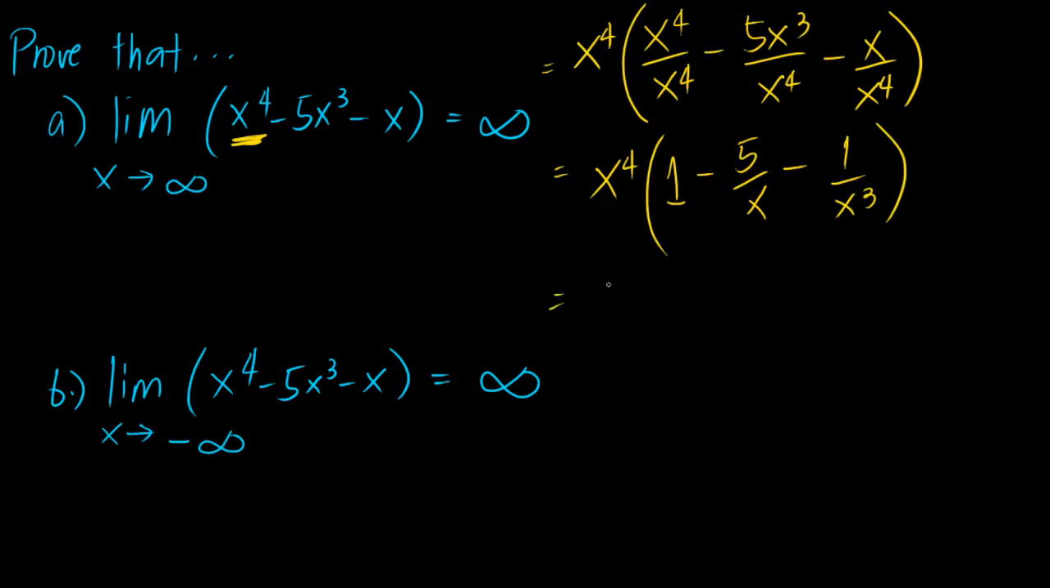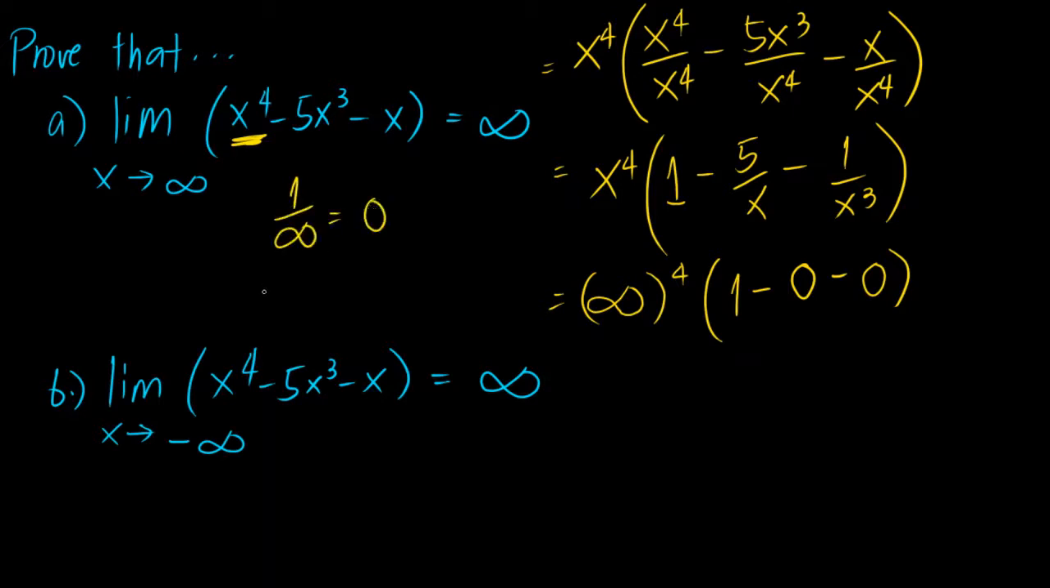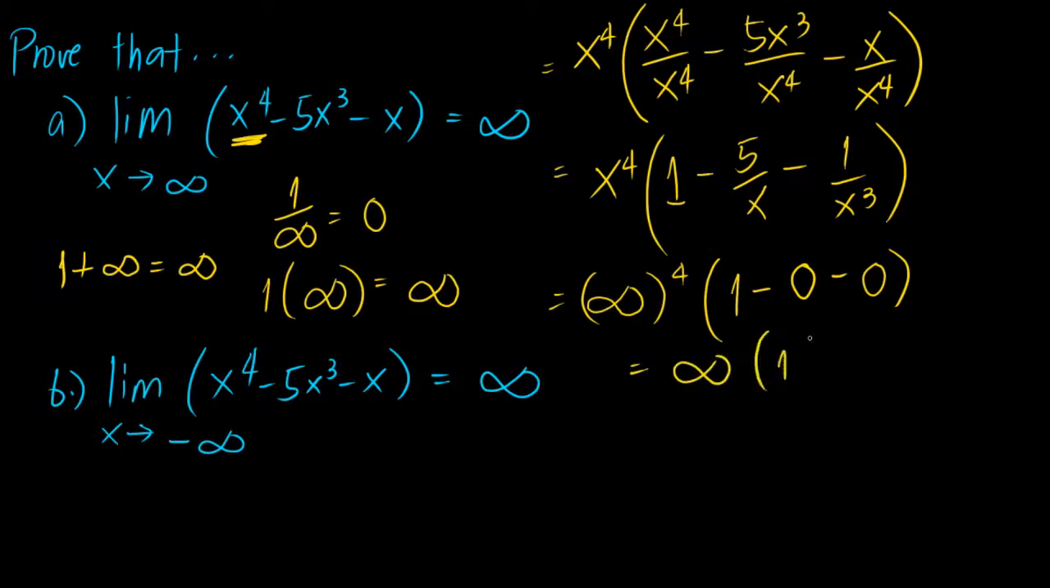Okay, simplifying further, x to the fourth, we substitute infinity. So here, that's 1 minus 0 minus 0. Let me remind you, any number divided by infinity is 0. And any number multiplied by infinity is also infinity. Basically, it's the same thing. Any number added with infinity is infinity. But so far, we haven't used that yet. Just remember those things. Now, infinity raised to the fourth is still infinity times 1. So, the answer for letter A is positive infinity.